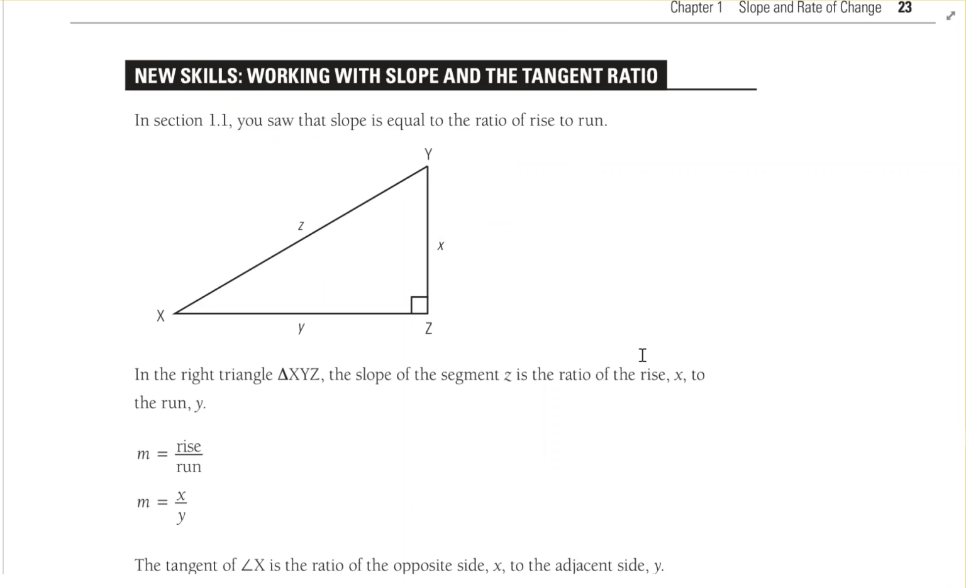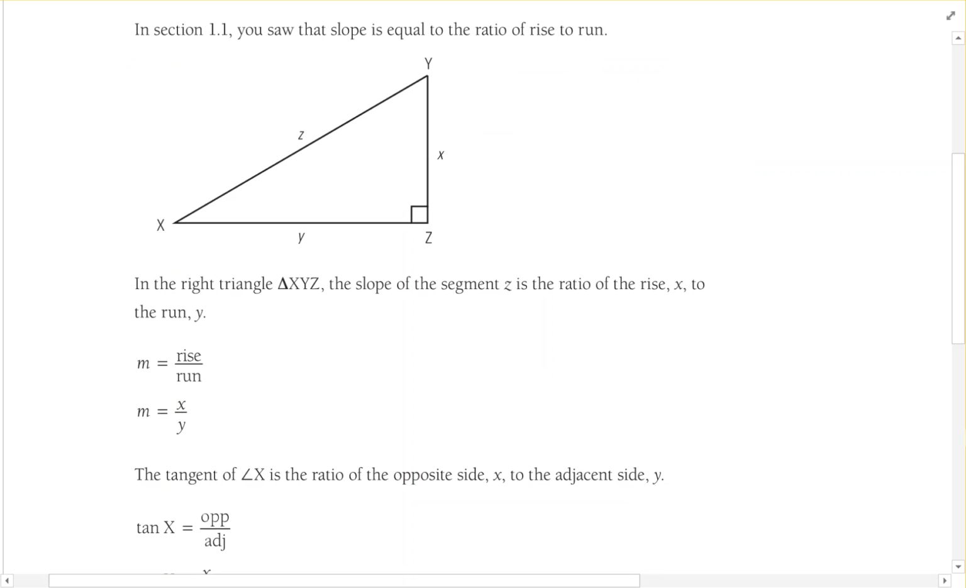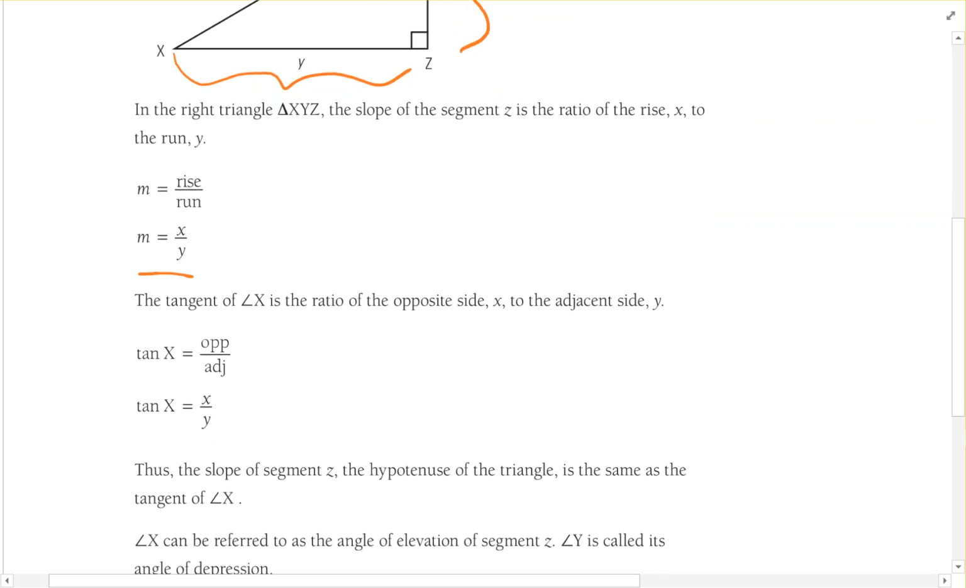Okay, so new skills, working with slope and the tangent ratio. With this triangle, we've kind of gone over how this would be the rise, and we can call this the run. So x is the rise, y is the run. So we can write an equation that looks like this: m is equal to x over y.